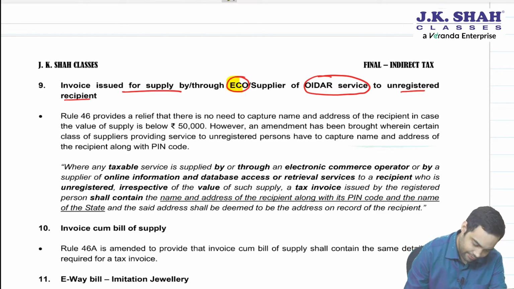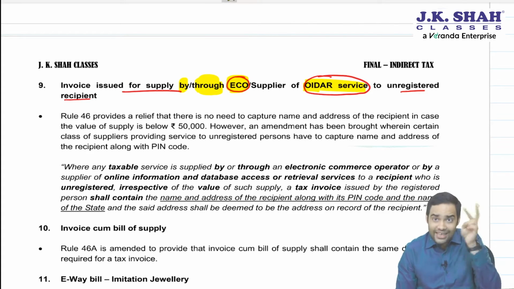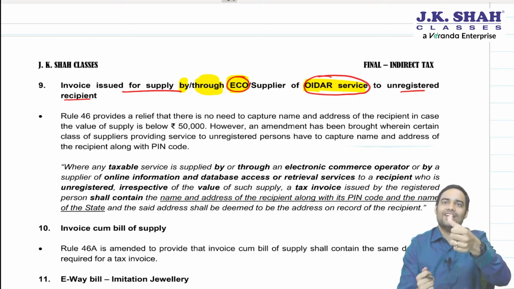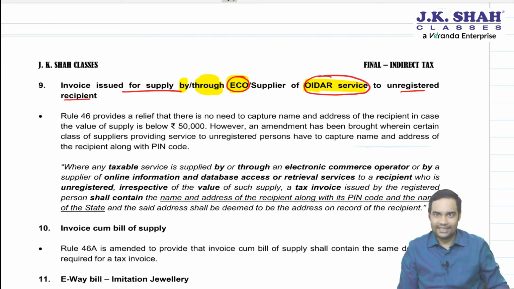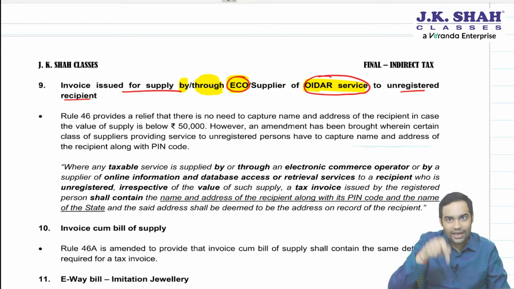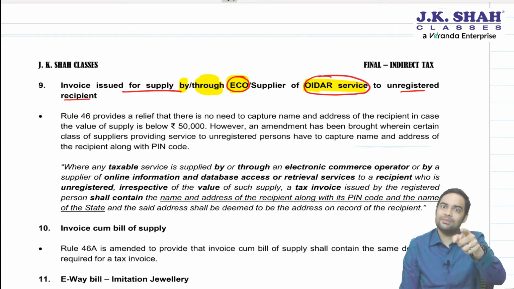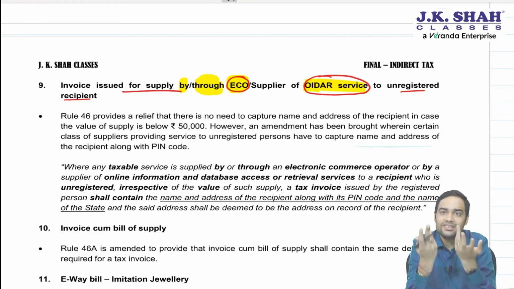Which 3 categories, sir? By e-commerce operators, through e-commerce operators, and OIDAR service providers. Because if they don't mention the correct address, the distribution of IGST to the states will not happen. Now, say suppose an OIDAR supplier is outside India. If an OIDAR supplier outside India is providing service to an unregistered person in India, not in the course of business, then such unregistered person is not required to pay tax. The OIDAR supplier has to take a registration in India and pay tax. But the problem was the OIDAR supplier will charge IGST. Which state will get that IGST?